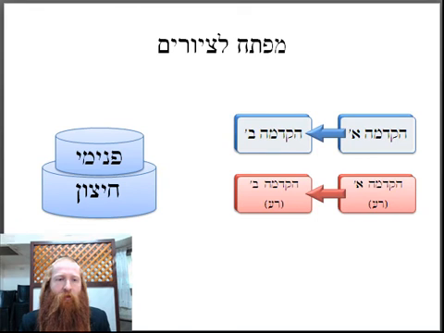Okay, now we're going to start. We're going to start with some texts, understanding what the Rebbe said and understanding the methodology of the Likutei Moharan.